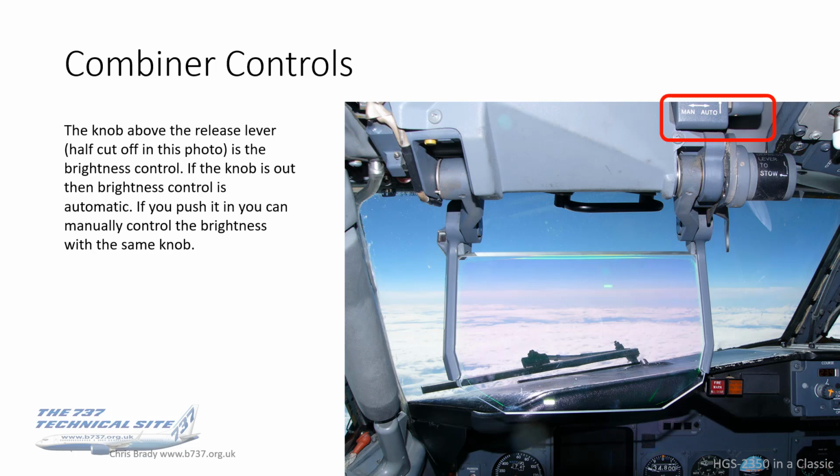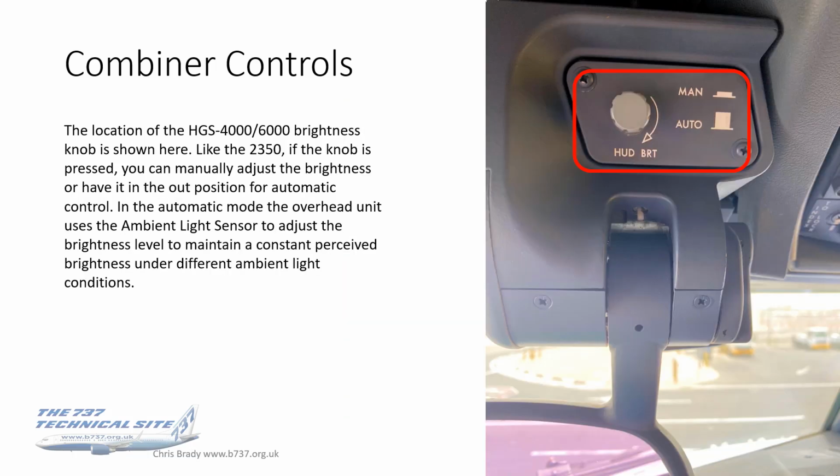The knob above the release lever, which I've only half got in this photo, that's the brightness control. If the knob's out, then the brightness control is automatic. If you push it in, you can manually adjust the brightness with that knob. On the 4000 and the 6000s, it's a slightly different arrangement, but it works the same way. You press it in, and you can adjust the brightness as you wish. Leave it out, and it's in automatic mode using an automatic ambient light sensor, which is just on the other side of this unit. You can't quite see it in this photo.